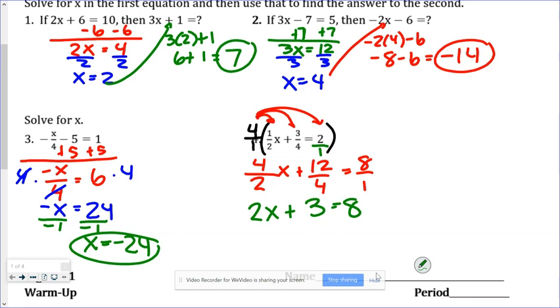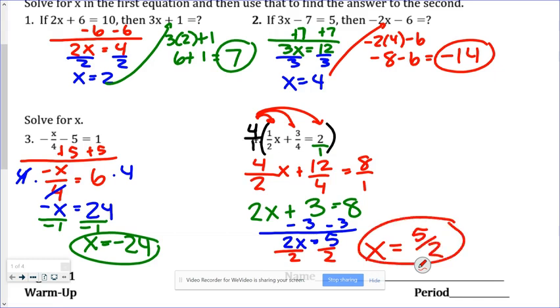So now this equation in green looks like one we are comfortable solving. So I'm going to subtract 3 from both sides and then divide by 2 to find x. So I should get 5 halves, and I'm just going to leave my answer like that in the improper fraction form.